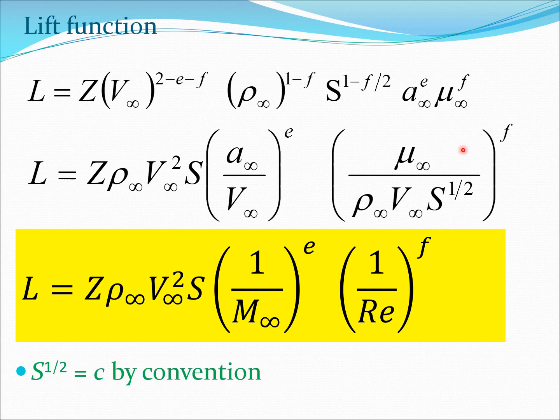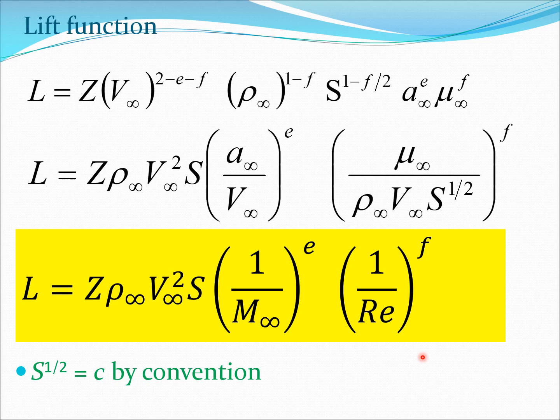So from this relationship, I can immediately conclude from my previous knowledge that this a infinity by V infinity is 1 by Mach number, and this is 1 by Reynolds number, where we are using the fact that S to the half can be considered to be C by convention. So you clearly now see that the lift is a function of this particular value, which is rho V squared S, and then Mach number and Reynolds number. So this is a very important equation we have obtained. We now know that what we started with, the functional relationship, has led essentially to this relationship.